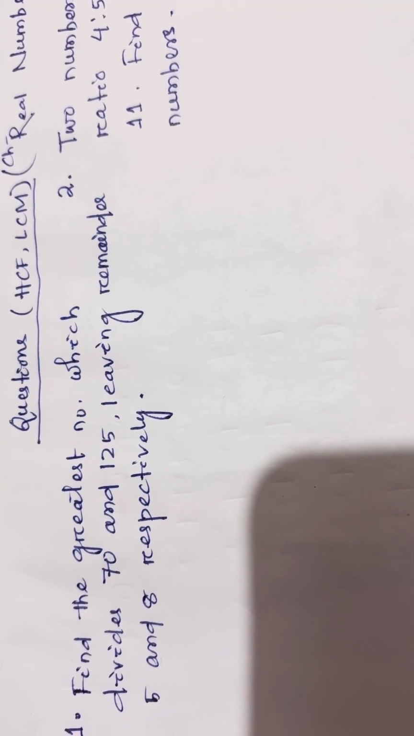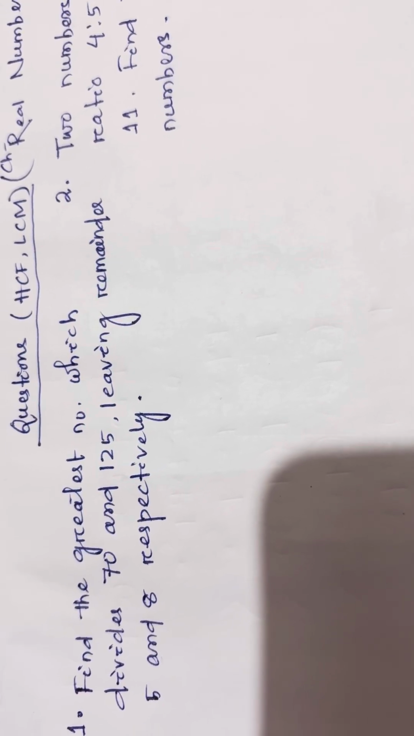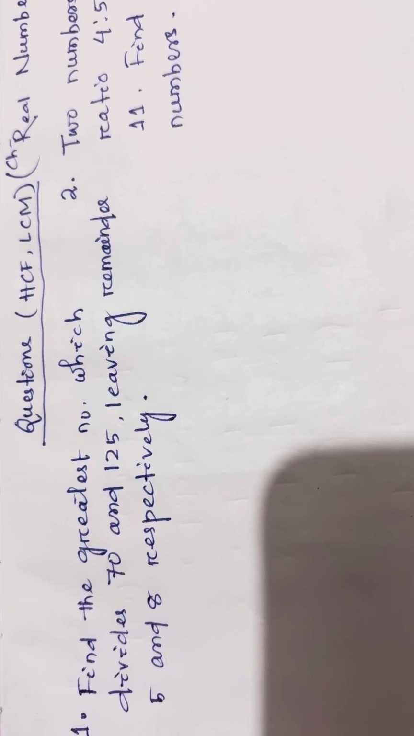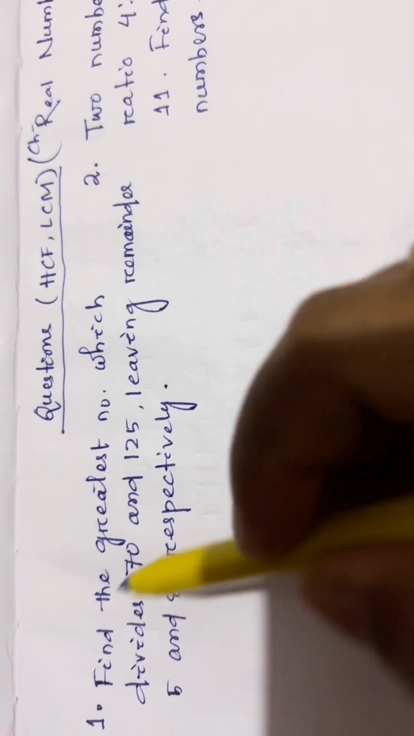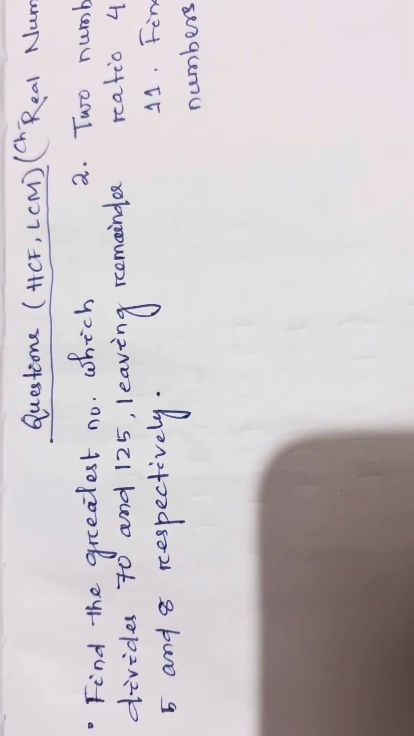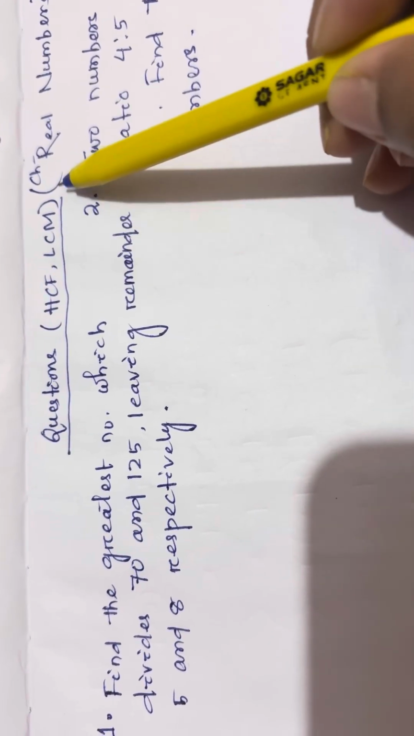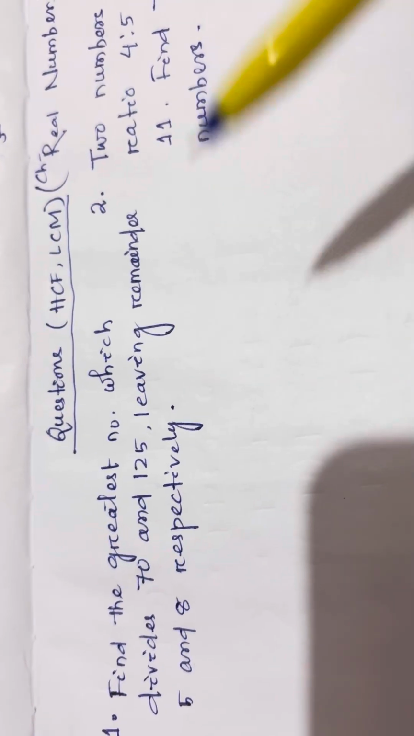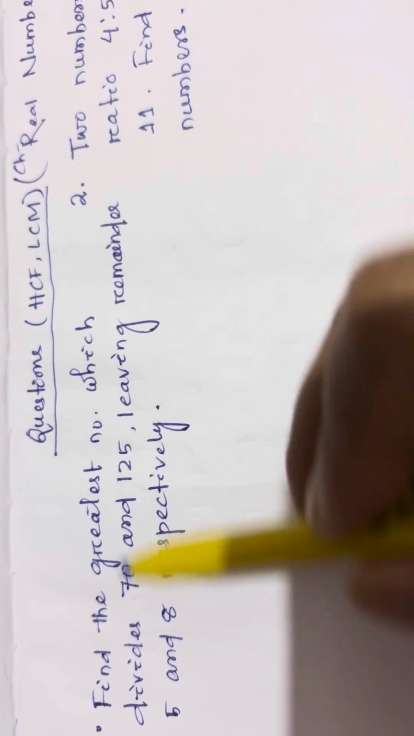So the first question here is, find the greatest number which divides 70 and 125, leaving remainder 5 and 8 respectively. First we need to understand what we need to find in this question, HCF or LCM. The keyword greatest is giving you the hint that it can be HCF, highest common factor, but that's not the way actually. It is just a hint. So let's go for the depth of the question.